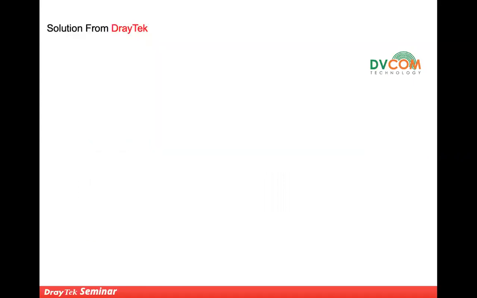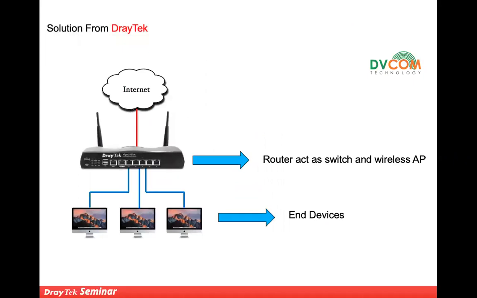But if you go with the DRETEC solution, it's very simple. You just buy the router. You don't need to buy the switch. Why? Because in DRETEC, by default, all the LAN interfaces act as a switch. Whenever you purchase a DRETEC router, it has a WAN port and LAN ports. By default, all the LAN ports act as a switch, so you can connect your end devices directly to these switch ports.